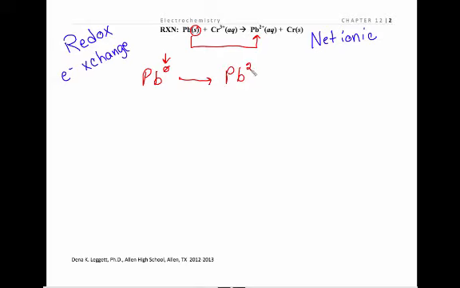Now, because it became less negative, since we're talking about electrons, I like to discuss it in terms of less negative and more negative. Since it became less negative, it must have lost electrons. And indeed, it lost 2 electrons. So if it loses electrons, we're going to put them as a product. And loss of electrons is called oxidation.